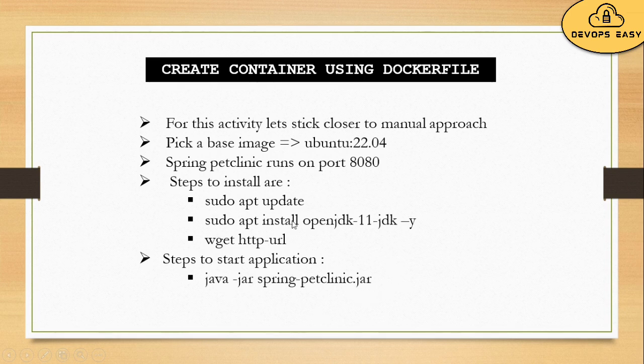First I updated the packages, then I installed Java 11, then using wget I downloaded the URL. This is the set of steps I followed. To start the application, I followed this step, right? This is the manual approach. I want to convert that into an image. In order to convert into a Docker image, I need to write a Dockerfile.